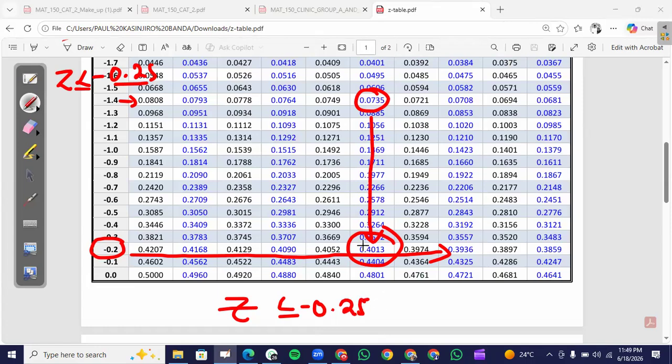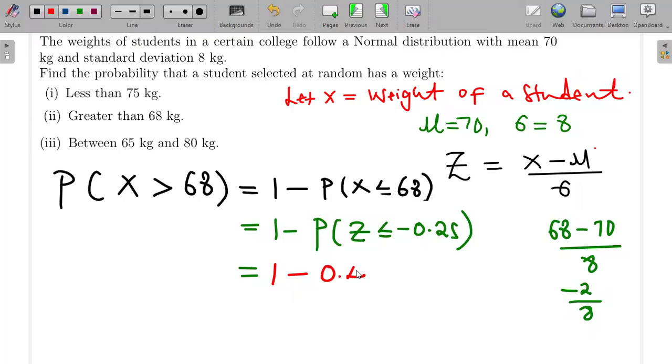So 0.4013. I'm going to write here 0.4013, and now I'm just going to subtract. If I subtract 1 minus 0.4013, I get 0.5987. So this here is my probability that the weight is greater than 68. Here I used the negative z-score table.